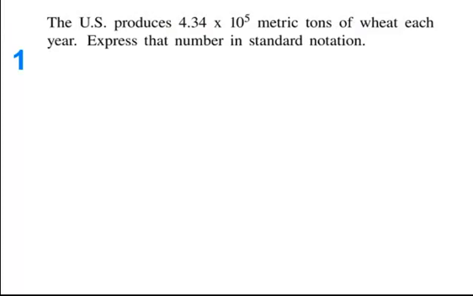Okay, the U.S. produces 4.34 times 10 to the 5th metric tons of wheat each year. Express that number in standard notation. So we use scientific notation when we have very, very large numbers or very, very small numbers. Obviously in science we have a lot of those numbers, so that's why it's called scientific notation. Notation is a certain way we write stuff.